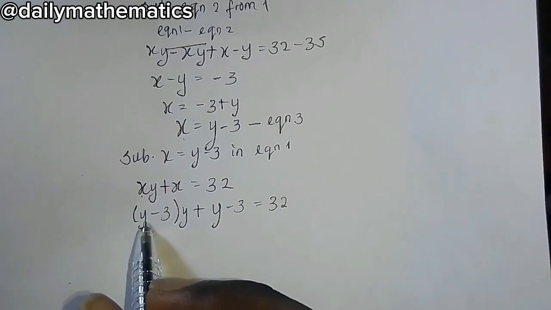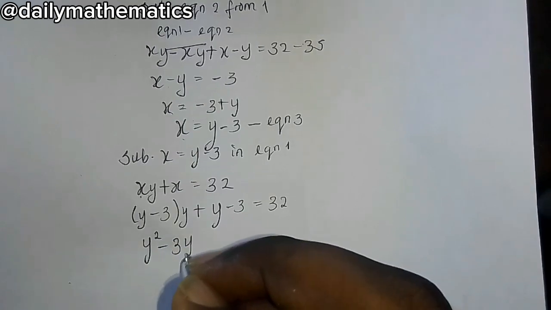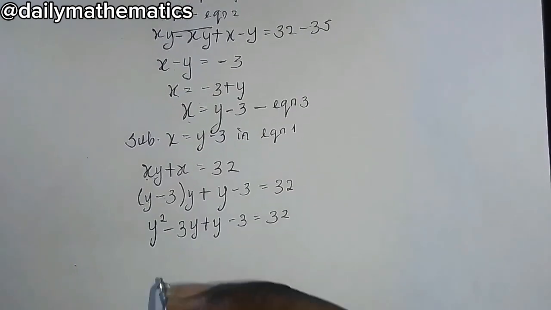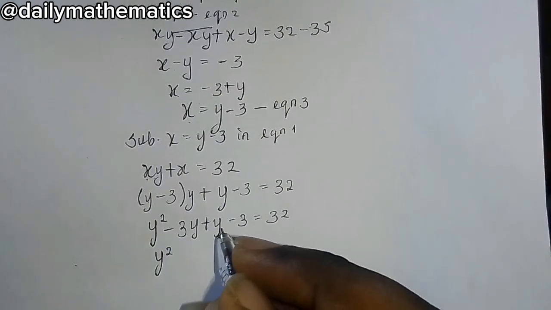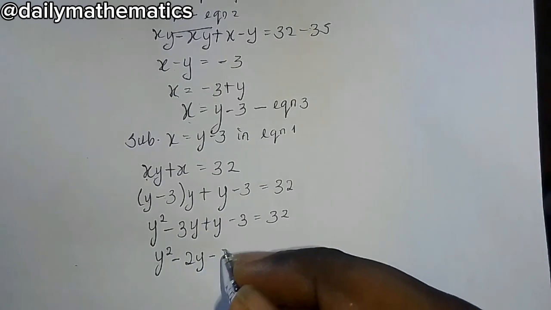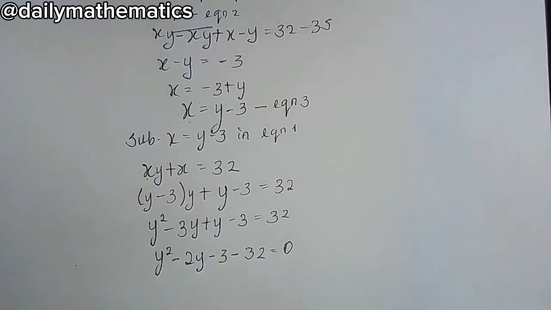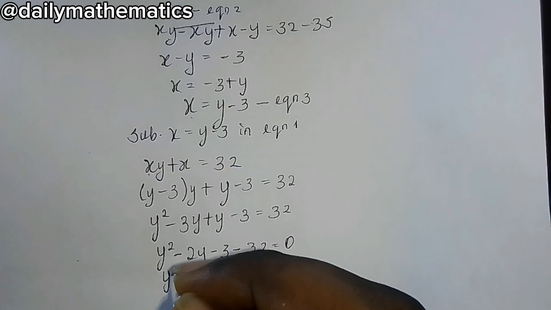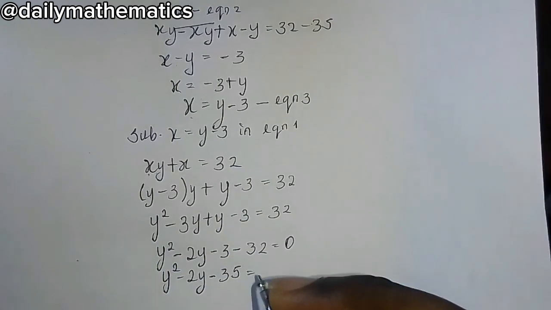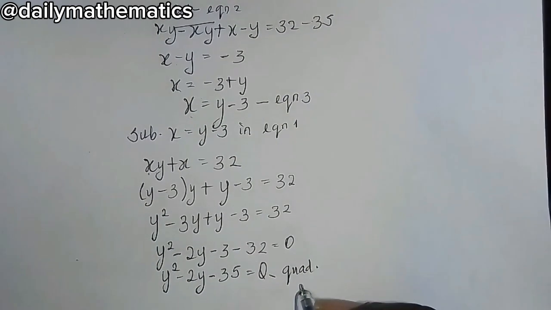Right? So from here, I will expand y times y, that's y squared, minus 3 times y, that's 3y, plus y minus 3 equals 32. So let's solve. So we have y squared minus 3y plus y gives us minus 2y, and minus 3. Then this is plus 32. We bring it to this side, it becomes minus 32 equals 0. So from here you have y squared minus 2y minus 3 minus 32 gives us minus 35 equals 0. So from here we can see that we have a quadratic equation.